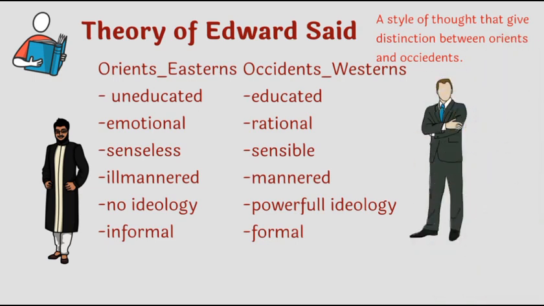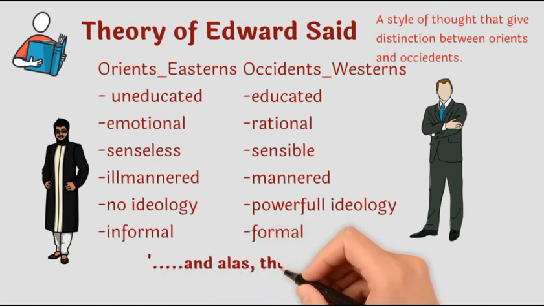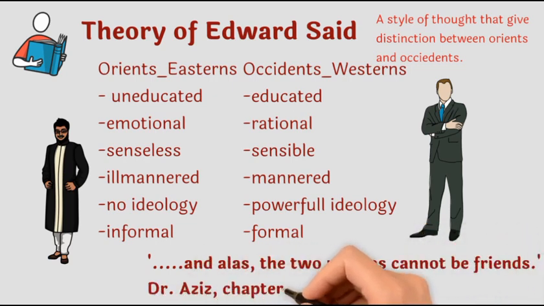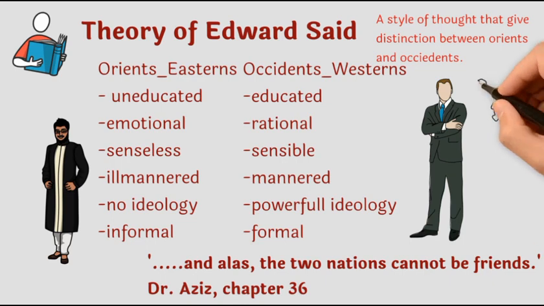There's a dialogue in the last chapter of the novel which shows that no matter what, this thought pattern after all will not allow Indians and English to be friends. And it is when Aziz says, "And alas, the two nations cannot be friends." And remember, Aziz was the character who was most welcoming towards the English.